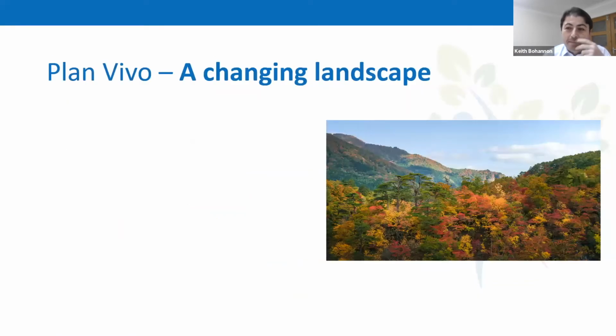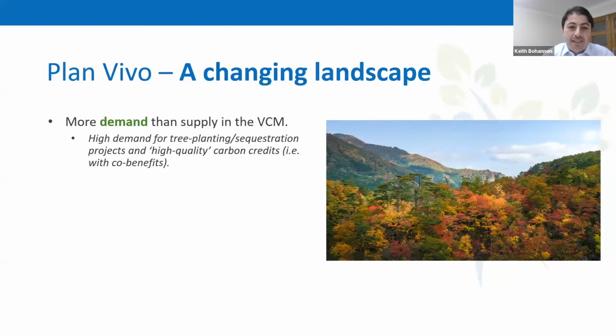So maybe just to touch a little bit on the context of where we are today as we launch this public consultation, and some of the motivation behind the standard update. We see today a high demand, in fact more demand than supply in the voluntary carbon market, in particular for sequestration projects and projects that are delivering high value carbon credits with co-benefits. So very much in line with the Plan Vivo model.